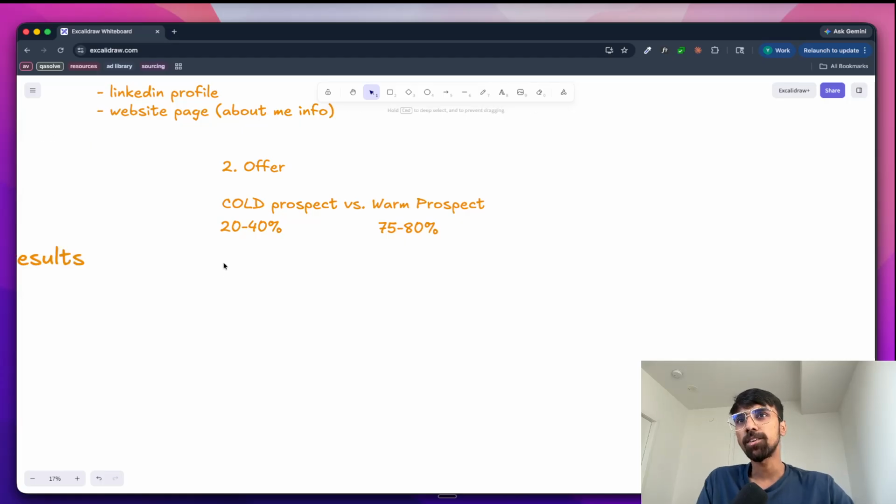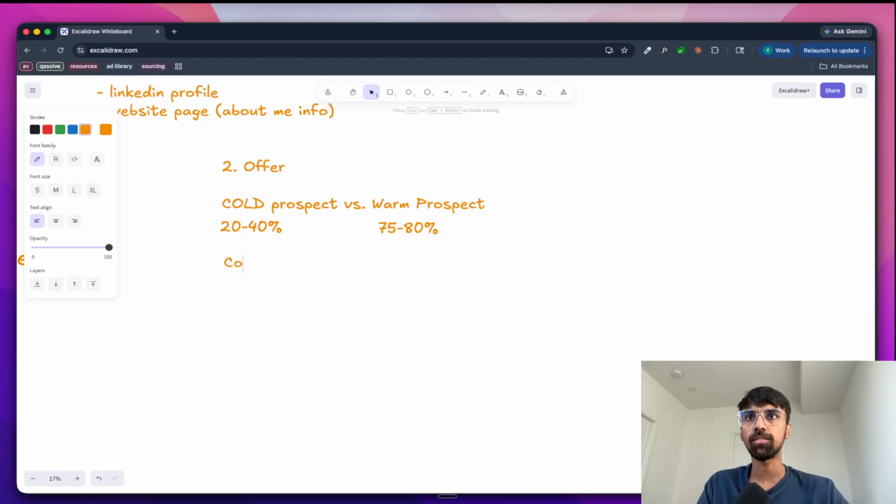So there are three different stages. The first thing is you have to have a cold traffic offer.